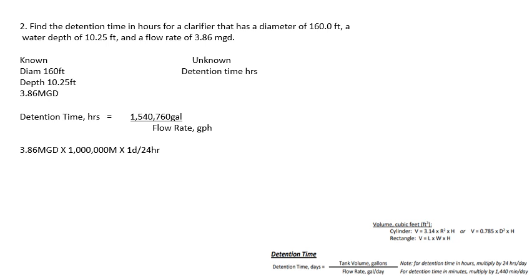Now we need to convert our 3.86 million gallons a day to gallons per hour. So 3.86 million gallons a day times a million times 1 day is 24 hours. So you divide by the 24 hours. You get 160,833.34 gallons per hour. You're going to divide that into the 1,540,760 gallons. You get a detention time of 9.58 hours.